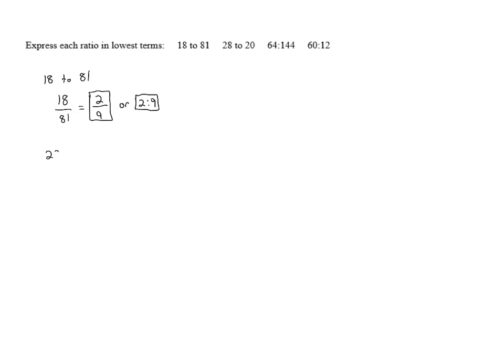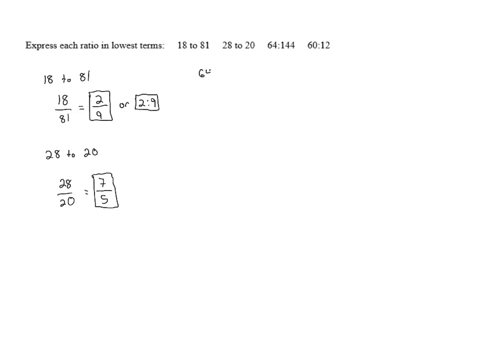Next, let's look at 28 to 20. We can write this as a fraction as 28 over 20. And our job here is to simplify. Both of those numbers are multiples of 4, so we can reduce by a factor of 4. 28 divided by 4 is 7. 20 divided by 4 is 5. And our ratio here is now 7 to 5, or 7/5.